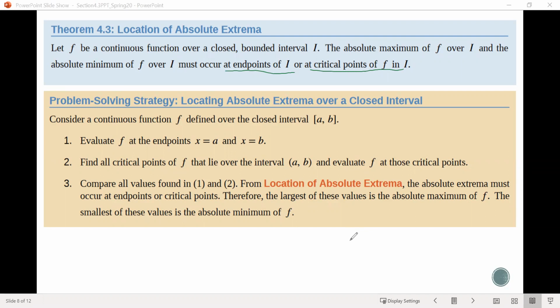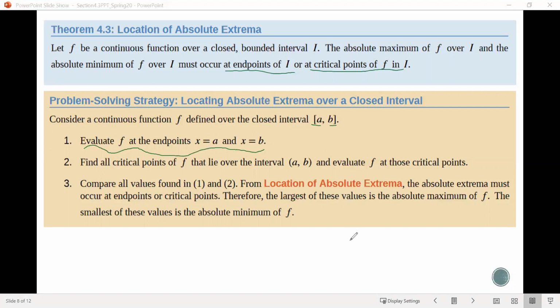Well, we have this problem solving strategy that walks us through how to do it. So first thing we'll do is evaluate the function at the endpoints. So if the two endpoints of our interval are a and b, we want to know what f of a and f of b is, because those could be where the maxima or minima occur.